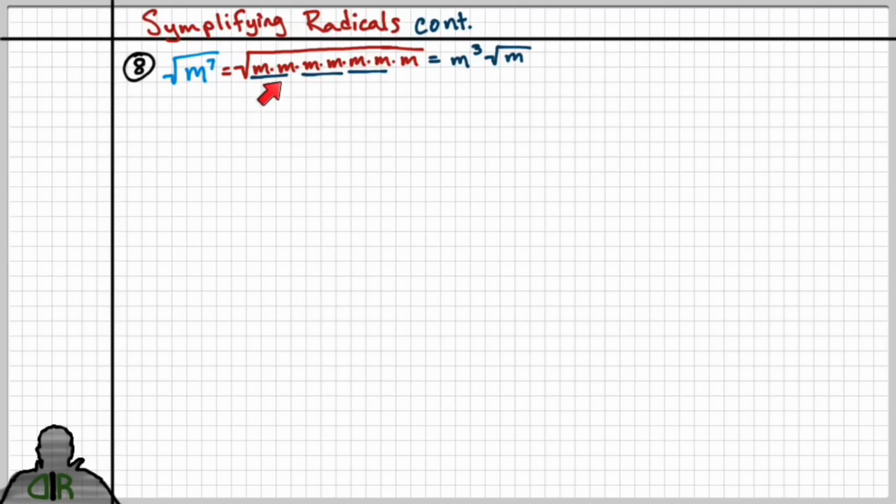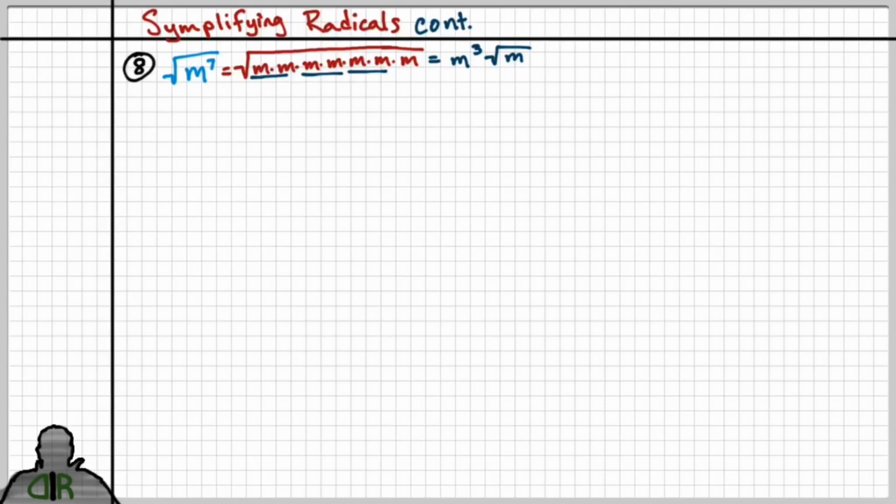So I'm going to pull out an m for this pair, an m for this pair, and an m for this pair. So that would be m times m times m on the outside, and that would leave me a single m on the inside. Well, m times m times m is m to the 3rd power, and then m on the inside of the square root.